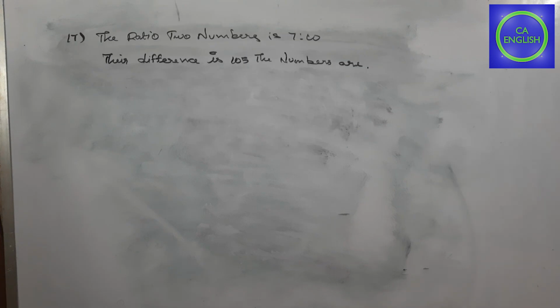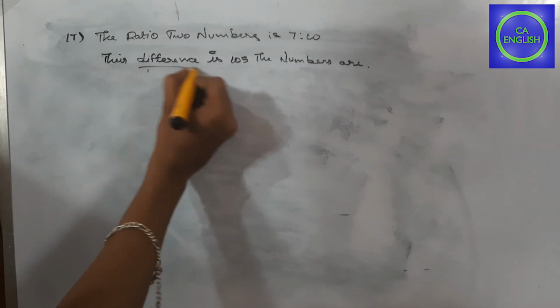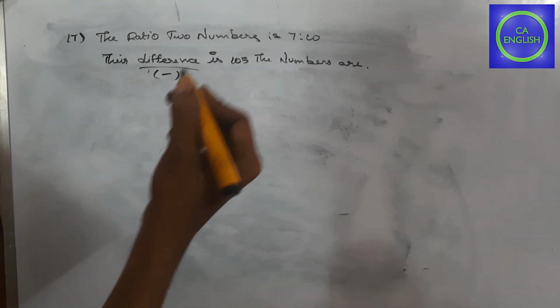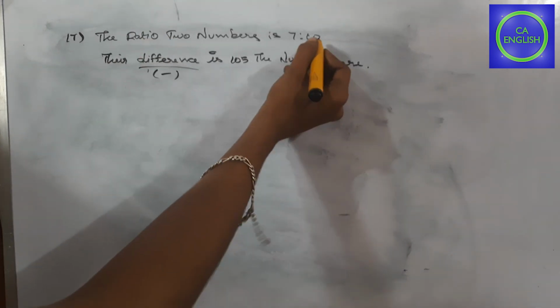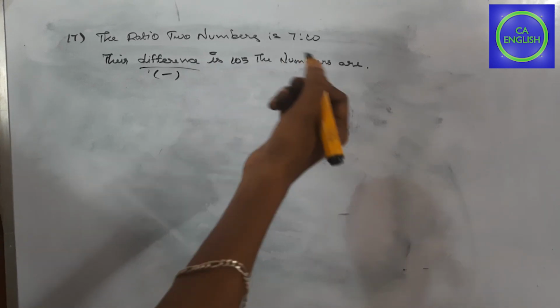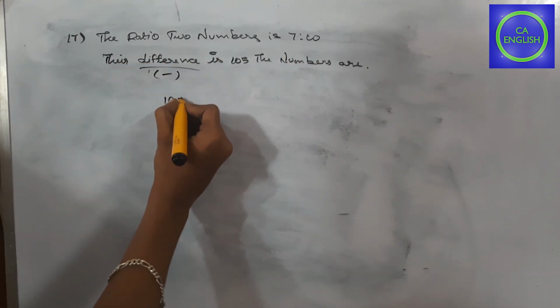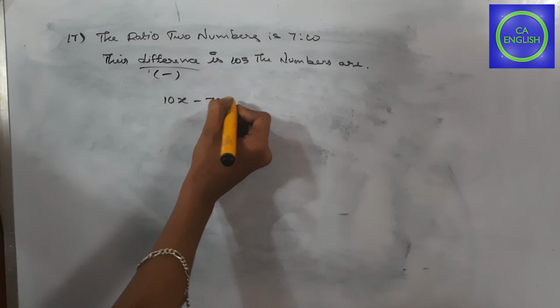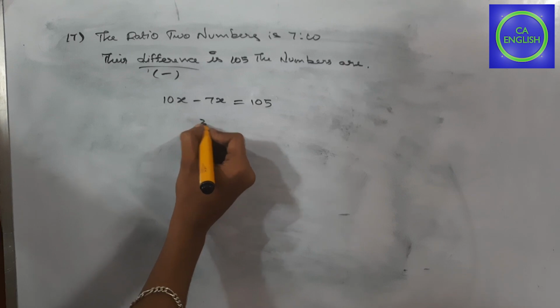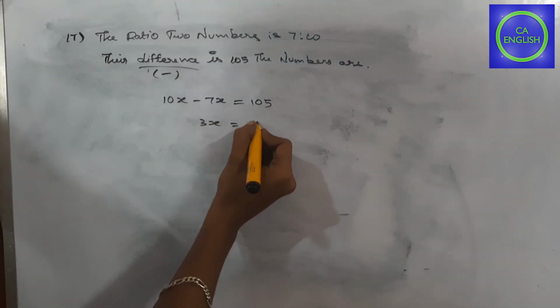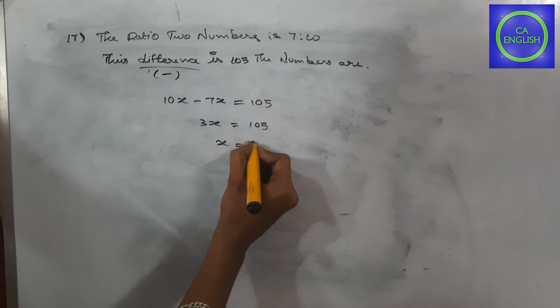17th sum. The ratio of two numbers is 7:10. The difference is 105. The numbers are... here you have to listen: they have given us the difference. Difference means nothing but subtraction. Like the 14th and 15th sum, this sum can be easily solved. Take the bigger number in front and the smaller number last. 10x minus 7x, equal to 105. If you subtract, you get 3x equal to 105, and x is equal to 35.